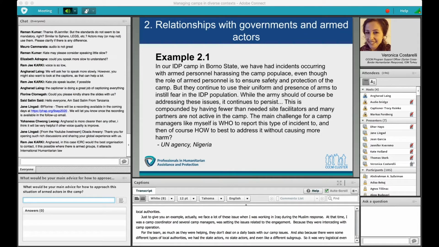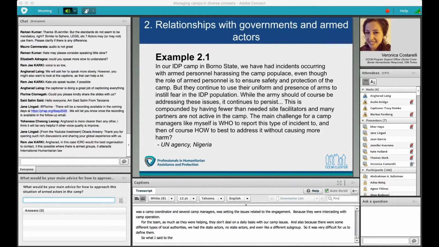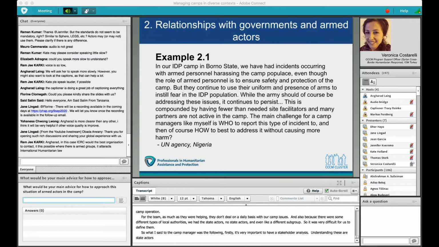And so what I advocated to the camp managers was the following. Firstly, it is very important to have a stakeholder analysis, understanding if these are state actors or non-state actors. Understanding who they are and what they represent, including community and ethnicity, is extremely important.